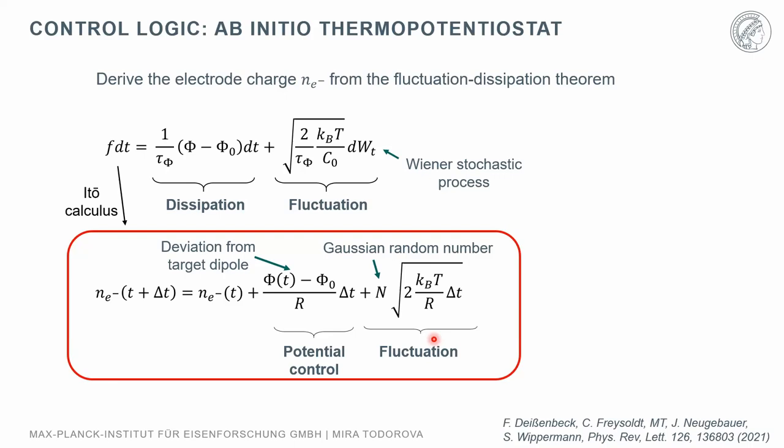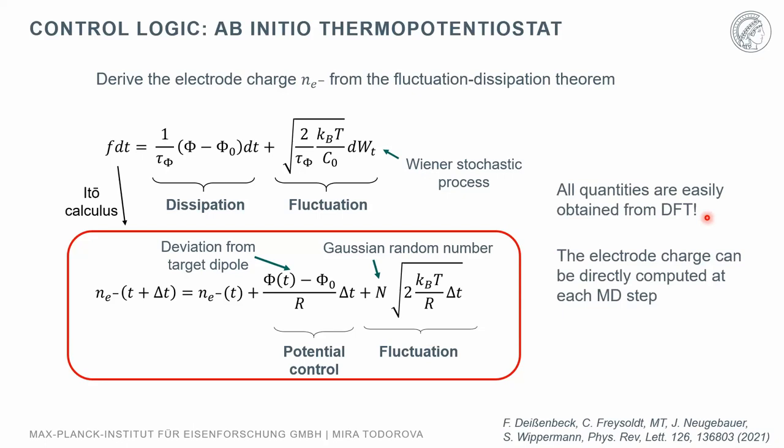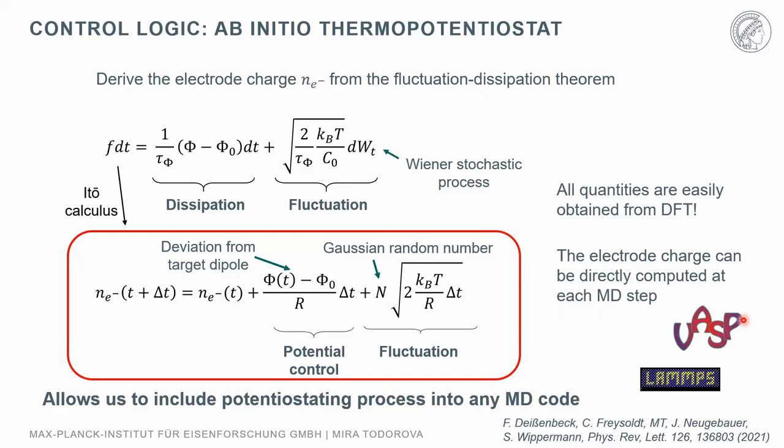And all quantities are easily obtained with DFT. The electrode charge can be directly computed at each MD step. So using the dipole correction, we can see whether we need to adjust the charge in order to keep on average a constant potential. So far, this has been implemented in VASP and in MEMS, and I hope we have it at some point also in the generally distributed version of VASP.